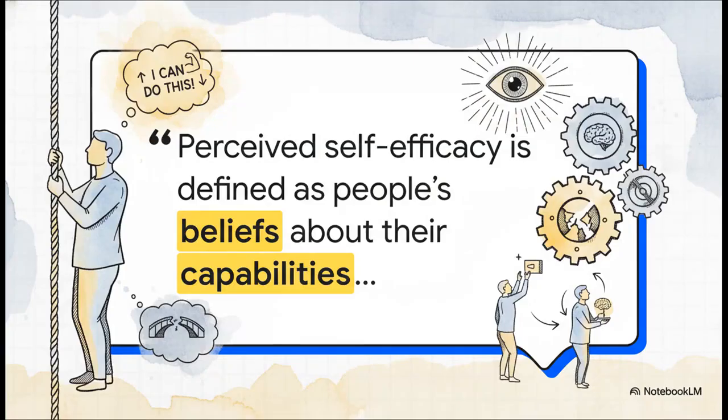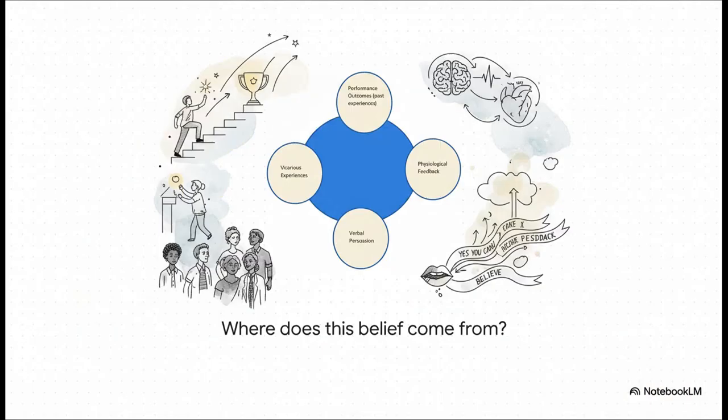Bandura had a name for this, self-efficacy. And in the simplest terms, it's just your belief in your own ability to succeed at something. It's that little voice in your head that says, yeah, I can do this, or nope, no way. But where does that I can do this feeling even come from? I mean, it's not just random, right? Bandura found that it's actually built from 4 main sources.